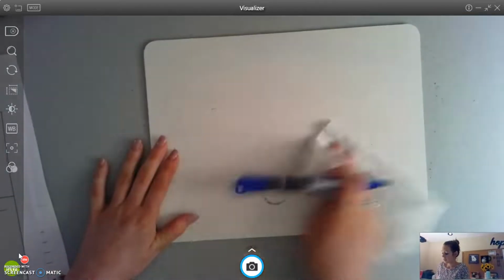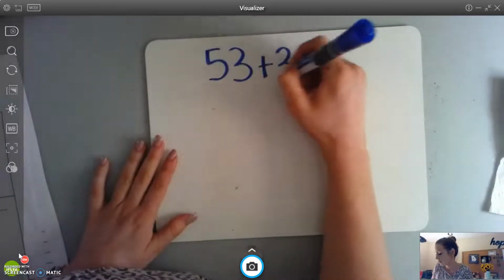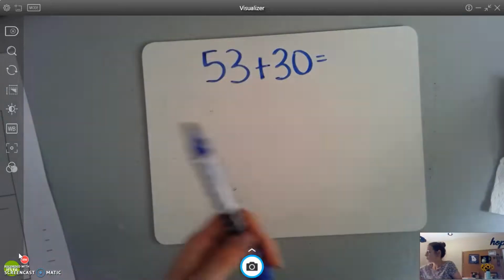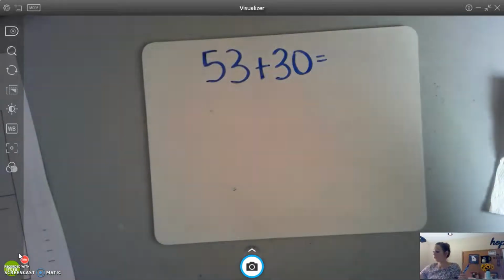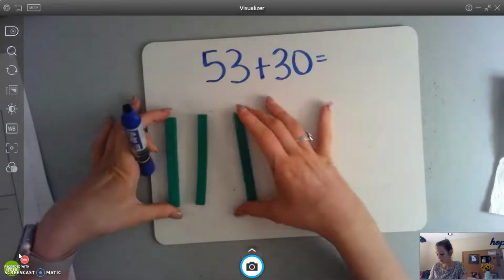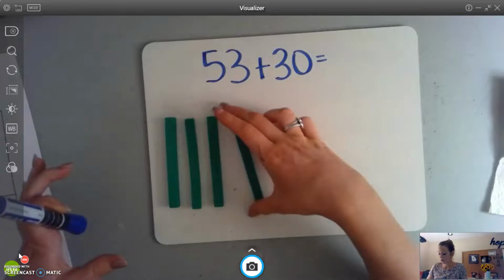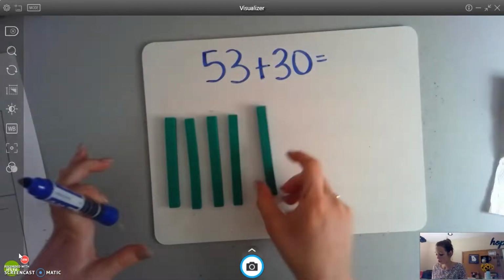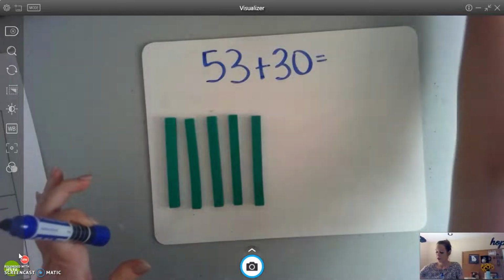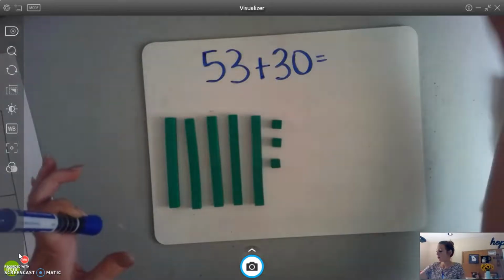Now I want to show you that same problem with base 10 blocks. Now, you guys probably don't have base 10 blocks at your house, so when I have you do this, you can just draw your base 10 blocks. So I'm going to show you 53, 50, 1, 2, 3, plus 30.